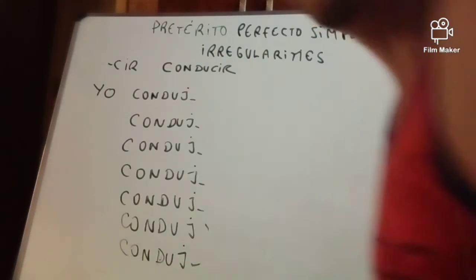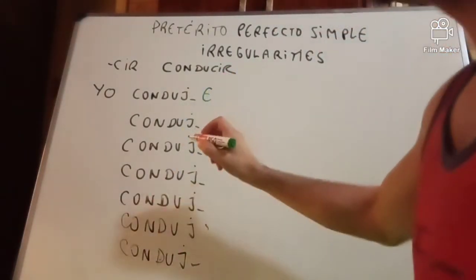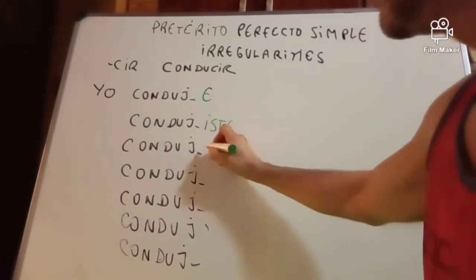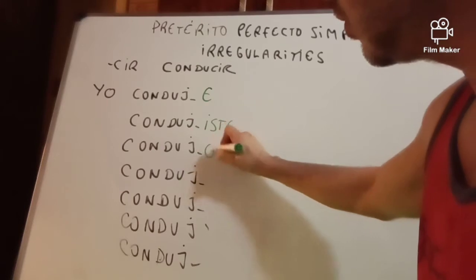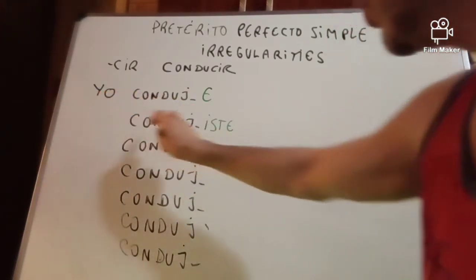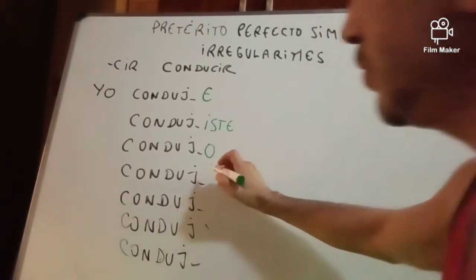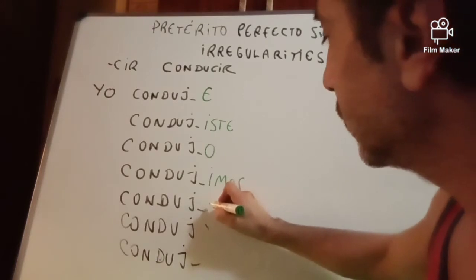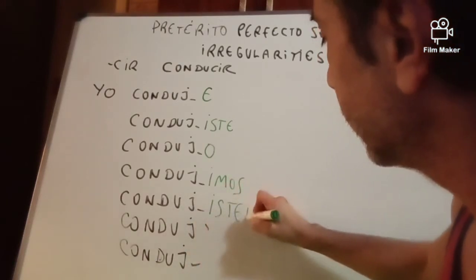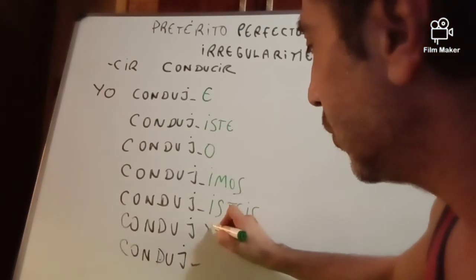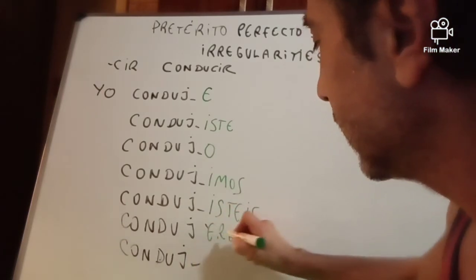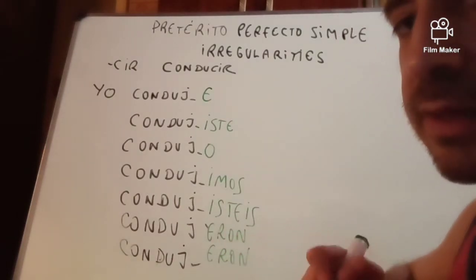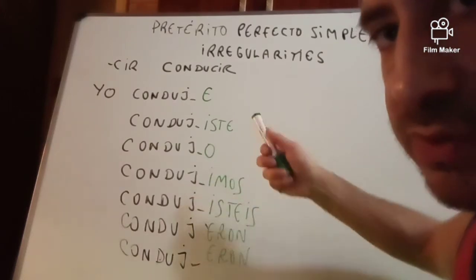So, I drove, conduje. You drove, condujiste. He, she drove, condujo. Yo conduje, tú condujiste, él, ella condujo, nosotros condujimos. Vosotros condujisteis. Ustedes condujeron. Ellos, ellas condujeron. These are the endings, of course.